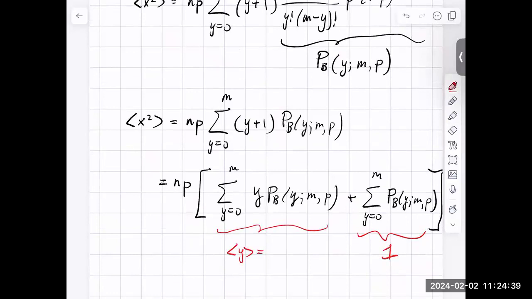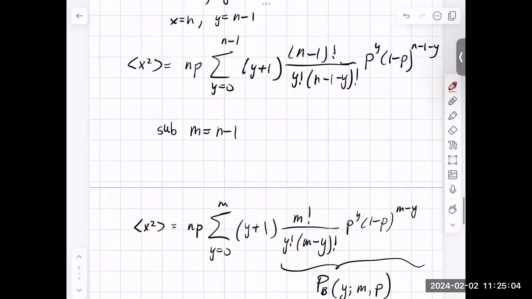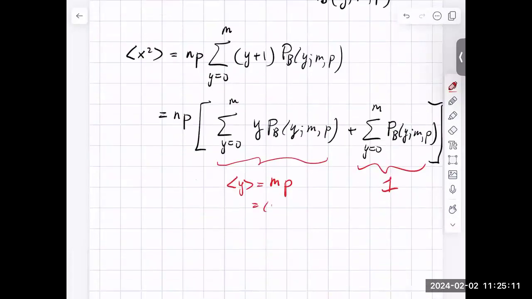And the average of y is equal to what? The average of x was what? It was n times p. So what would the average of y have to be? m times p, that's exactly right. And that's an important distinction, that this is now an m, because this is now recast as a binomial distribution out of m possible trials, not n. But if we go back and look, m is just n minus 1. So we can say that's just n minus 1 times p. And so finally, our average of x squared is now np times n minus 1 times p plus 1.